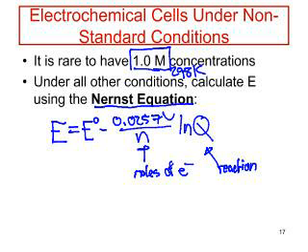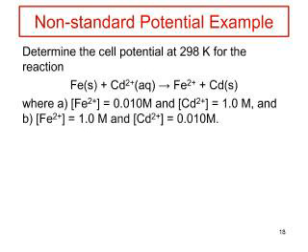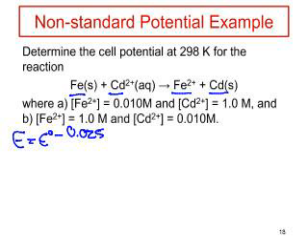So let's look at an example of how we would apply the Nernst equation. Here we go. We're going to determine the cell potential at 298 Kelvin for the reaction iron metal plus cadmium 2 plus ions yield iron 2 plus and solid cadmium, under these two different sets of conditions right here. So let's go through and do that. The first thing we need to do is use the Nernst equation, which, just to recap again, is: the potential for the cell is equal to the standard potential minus 0.0257 volts over n times the natural log of Q.